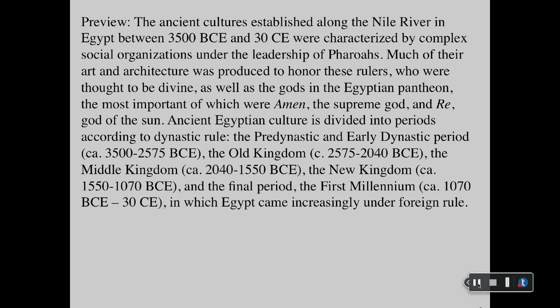The pre-dynastic and early dynastic period, 3500 to 2575 BCE, and the Old Kingdom, the Middle Kingdom, and the New Kingdom, and the final period, the first millennium, in which Egypt came increasingly under foreign rule.